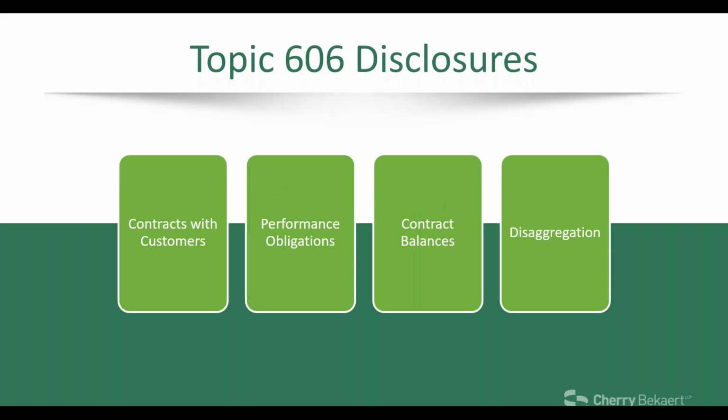All right, topic 606, disclosures. If you've not had the pleasure of reading 606, I encourage everyone to do it. And what you'll see is that topic 606 has a lot of new disclosure requirements. So if you have exchange transactions, you have new disclosure requirements. Some of the key disclosures you're going to have for all your exchange transactions are disclosures around your contracts with customers, performance obligations, contract balances, and disaggregation.